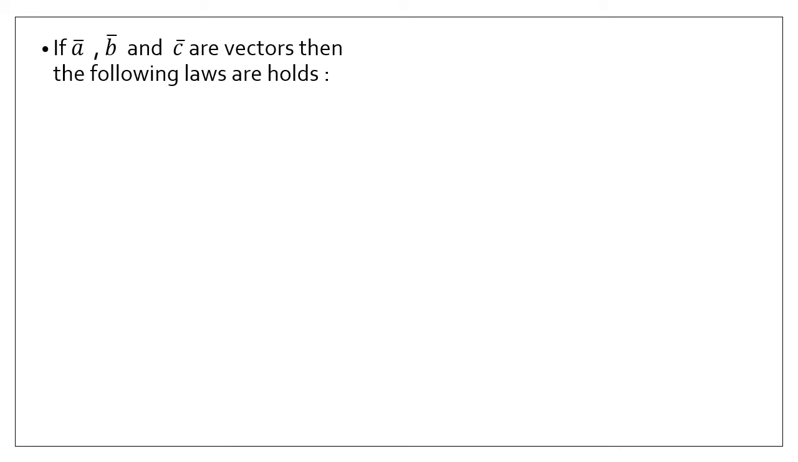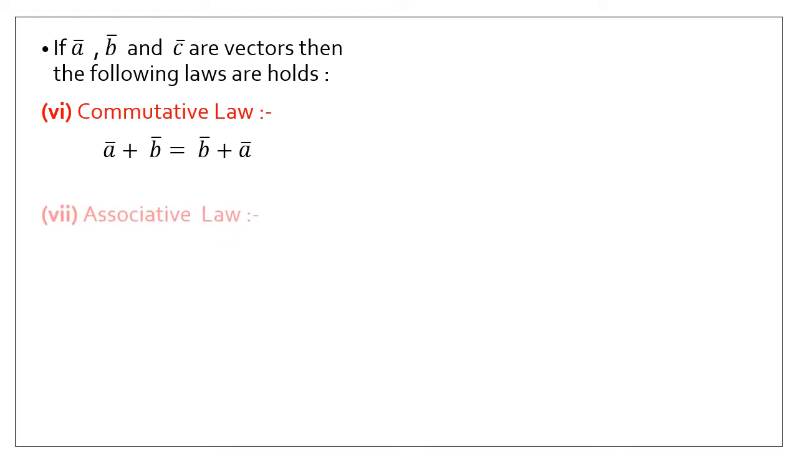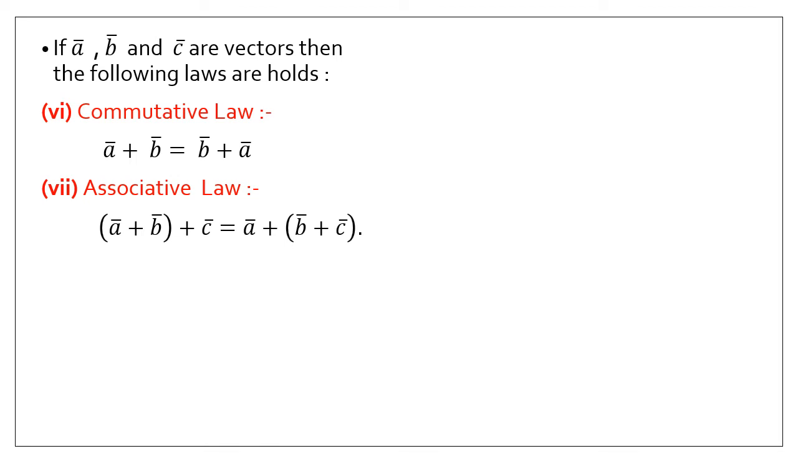Next, if A bar, B bar and C bar are vectors, then the following laws hold. It is the commutative law, that is A bar plus B bar equals B bar plus A bar. Associative law, that is addition of A bar plus B bar with C bar gives us A bar plus addition of B bar plus C bar. This is the associative law of addition.